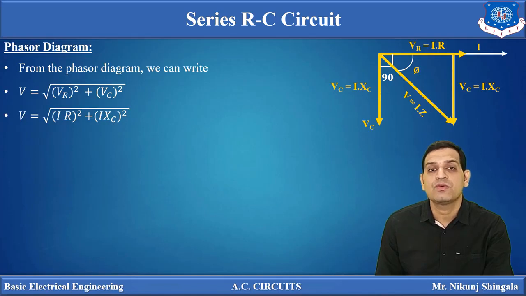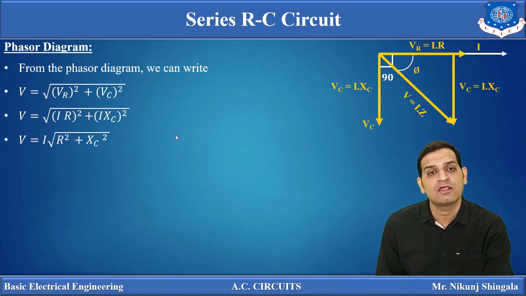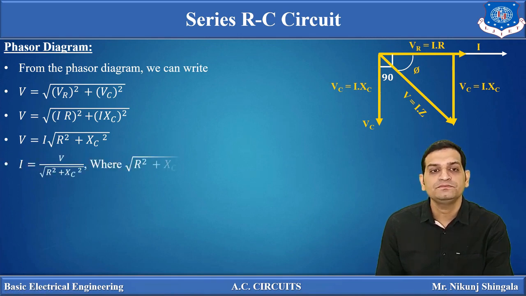So V is equal to square root of (IR) whole square plus VC, which is nothing but (I XC) whole square. Now taking I common from the square root, we can write V is equal to I in bracket square root of R square plus XC square. Now remember the supply voltage equation for the RL circuit. In that case, we got V is equal to I into square root of R square plus XL square. Here it is V is equal to I in bracket square root of R square plus XC square.